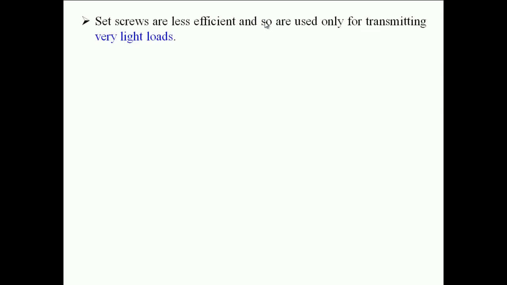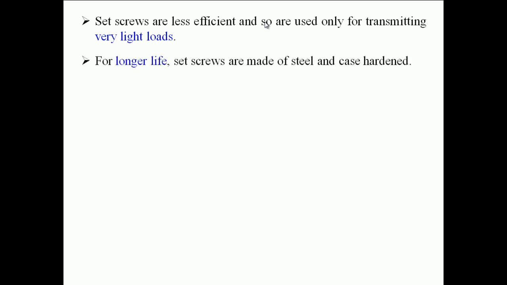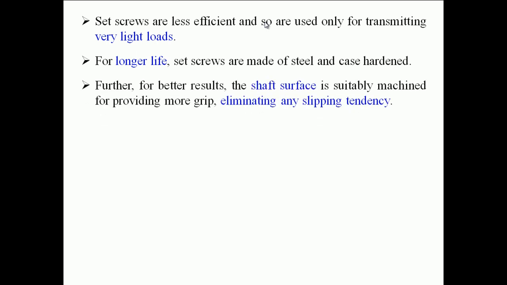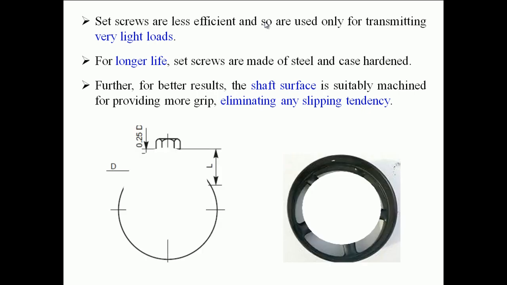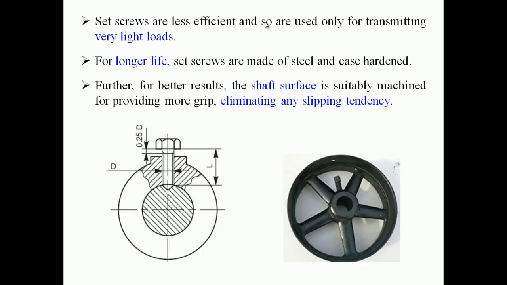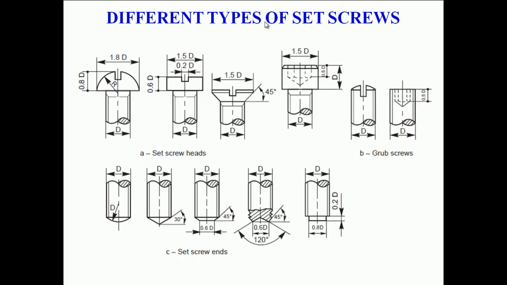Set screws are less efficient and so are used only for transmitting very light loads. For longer life, set screws are made of steel and cast iron. Further, for better results, the shaft surface is suitably machined for providing more grip, eliminating any slipping tendency. So this is the schematic representation and the actual photograph of a set screw with the assembly. There are different types of set screws based on the set screw heads, and there are cup screws and set screw ends.